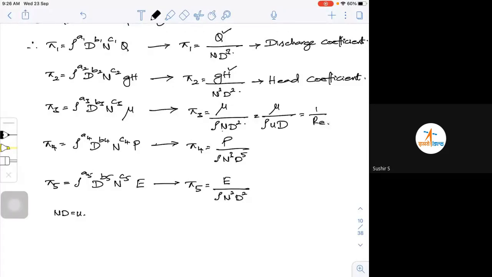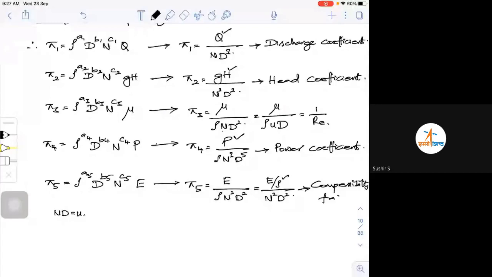Now the next one, we have the power term here. This is called the power coefficient. Then the last one, see, E by rho divided by N square d square. What is E by rho? It's a compressibility factor. Fine. If you look at this particular thing, this becomes a compressibility factor.